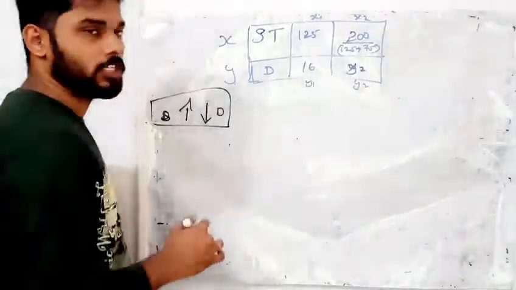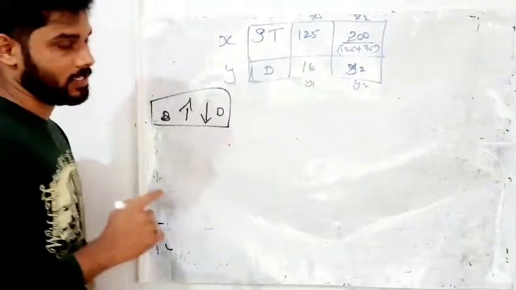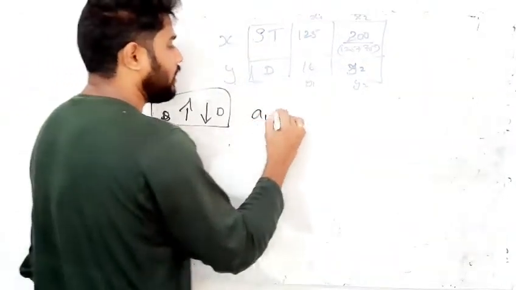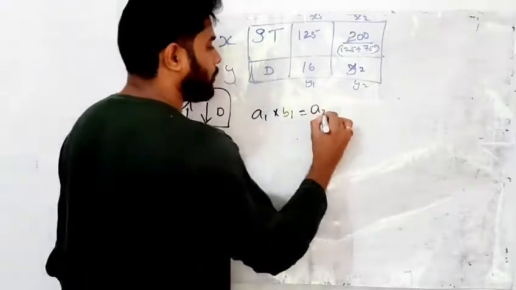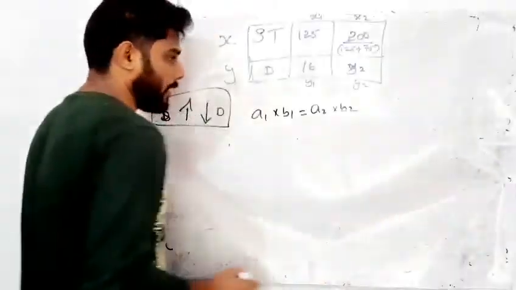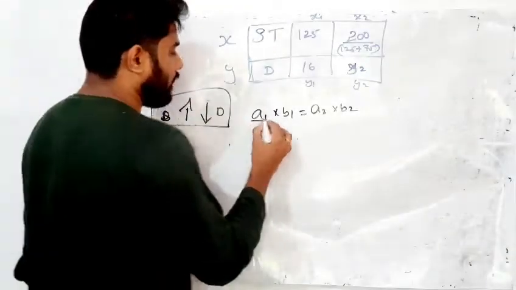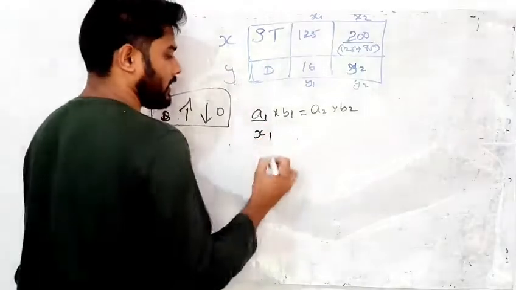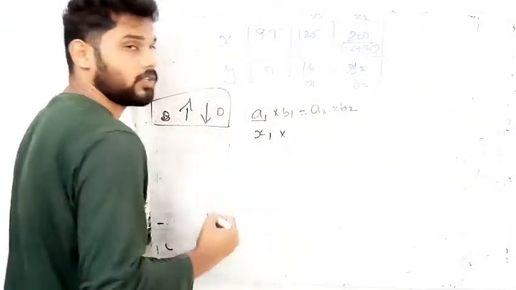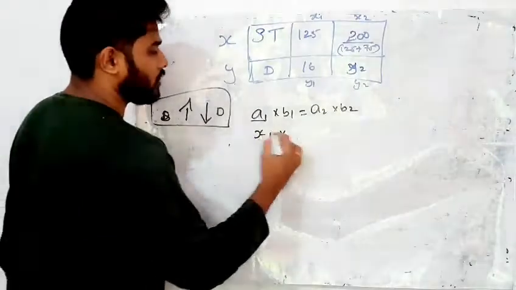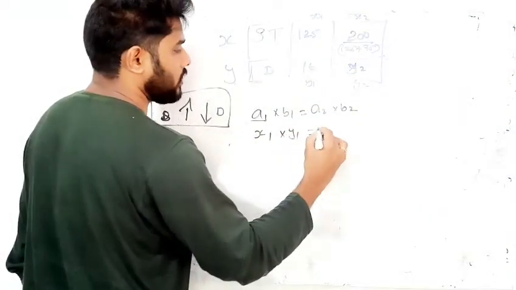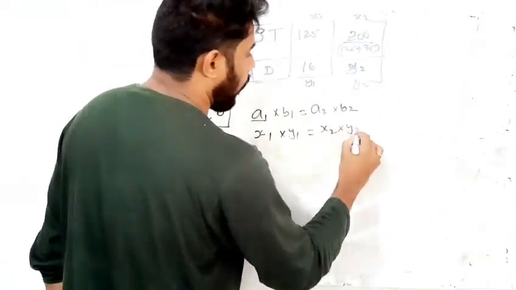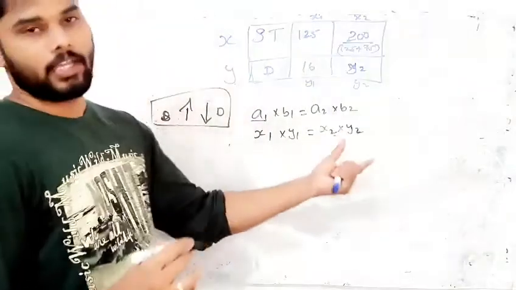If it's inverse proportion, we already learned last year what the equation was: A1 into B1 is equal to A2 into B2. Here, in the place of A, we are choosing X, and in the place of B, we can use Y. The equation will become x1 into y1 is equal to x2 into y2. So this equation we can use.